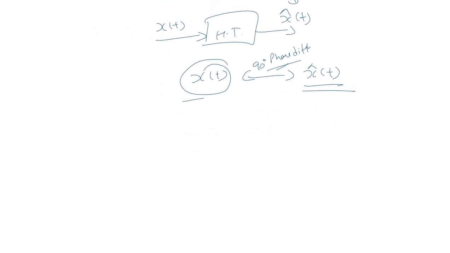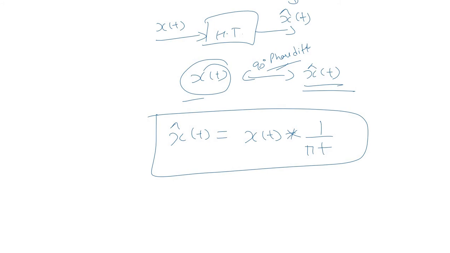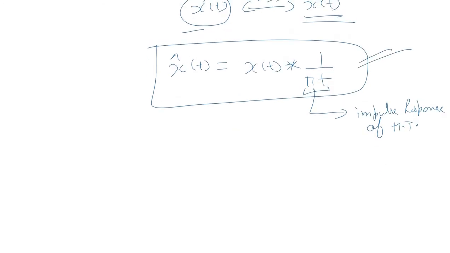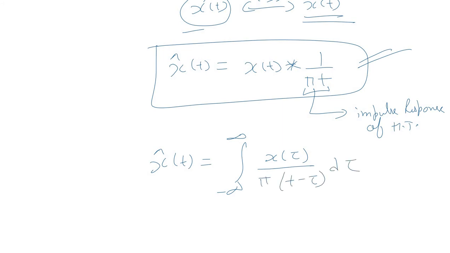Looking at the system equation of the Hilbert transform, x hat t in the time domain is equal to x t convolved with 1 upon pi t. 1 upon pi t is the impulse response of the Hilbert transformer. If we expand this convolution operation, x hat t is equal to the integral from minus infinity to infinity of x tau divided by pi times t minus tau, d tau. This is a simple convolution operation that we have expanded.